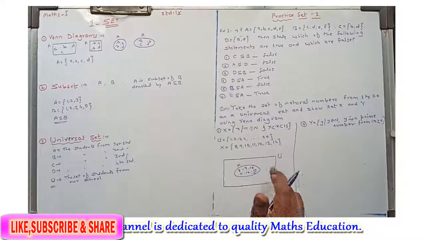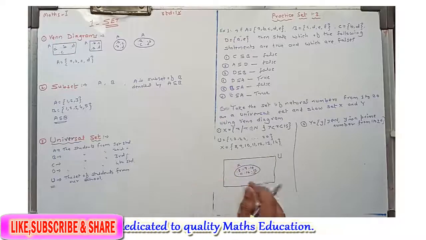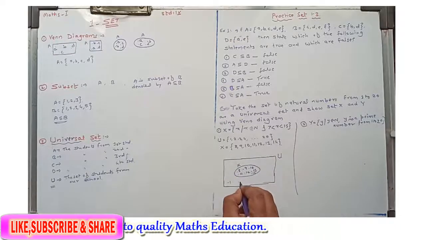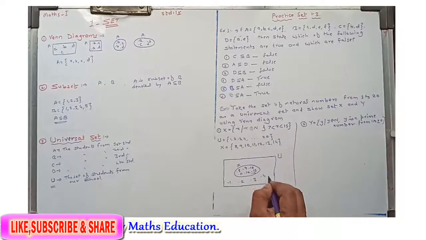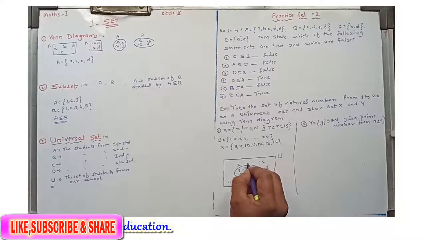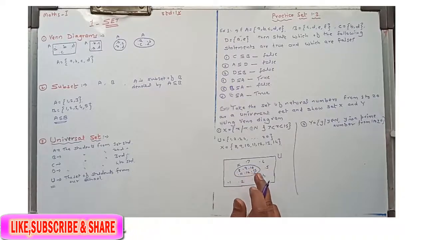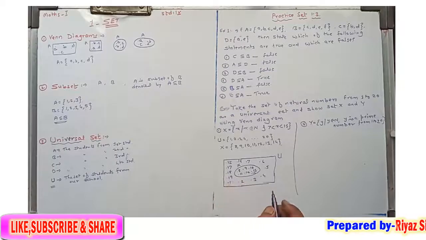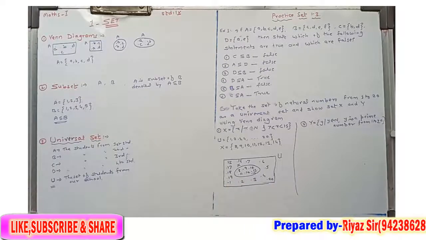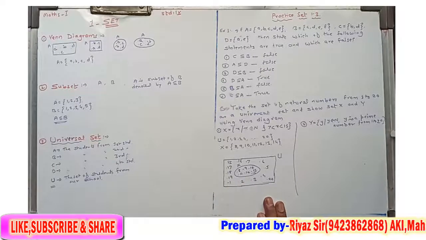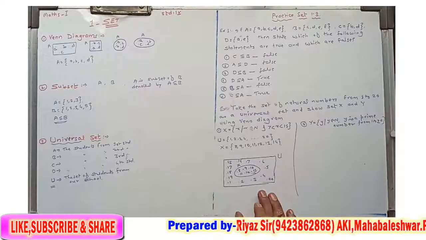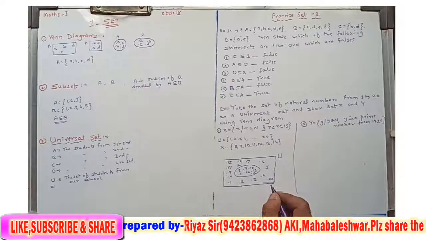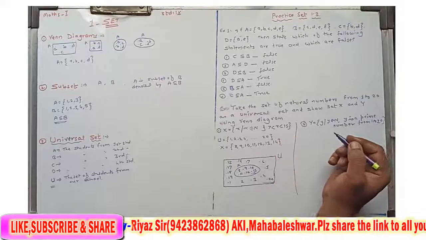So write those elements which are not in X but in U. So those elements are 1, 2, 3, 4, 5, 6, 7. Okay, 8, 9, 10, 11, 12, 13, 14 is there. After that 15, 16, 17, 18, 19, and here it is 20. So this is the presentation or Venn diagram for set U and for set X.